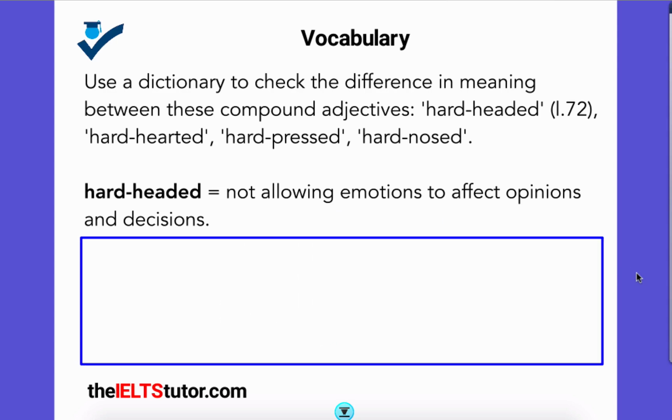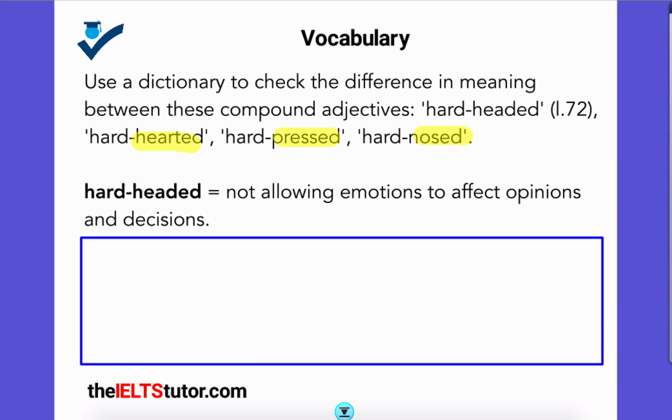Okay? Now, can you think of other meanings with these compound adjectives here? Hard-hearted, hard-pressed, and hard-nosed. Without looking at the dictionary, what do you think? What can you guess from these words? What do you think the meanings are? You can type your comments below, and we'll check whether or not they are correct. Okay, let's start with hard-hearted.